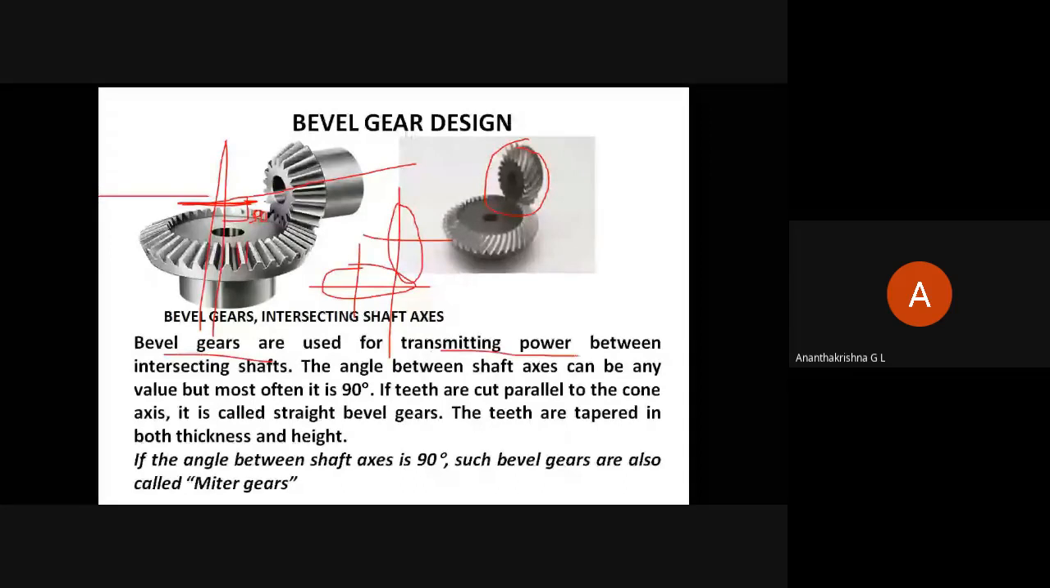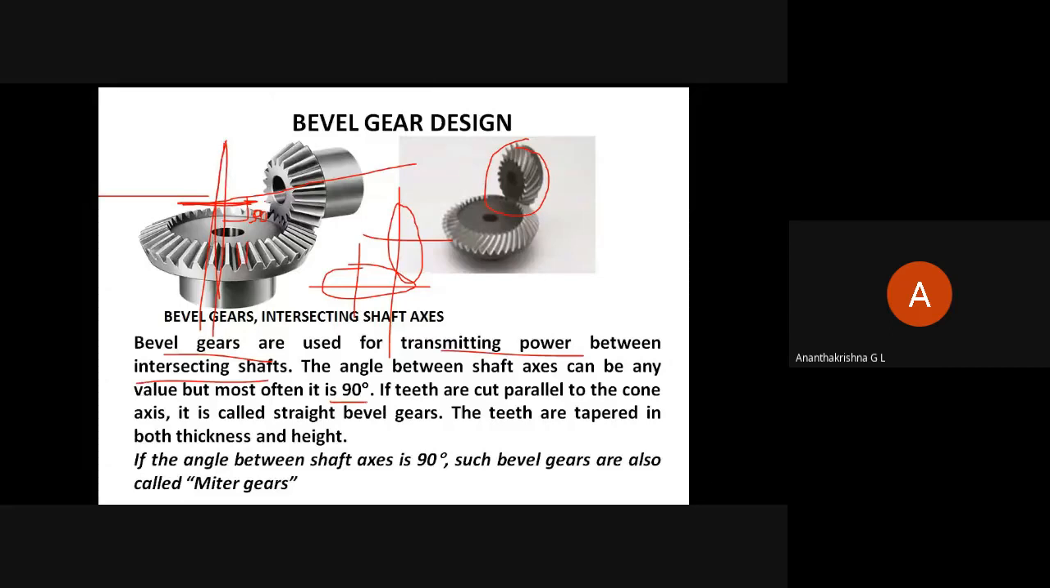Normally the intersecting shaft axis will be 90 degrees. If the shaft angle theta is equal to 90 degrees, they are also called mitre gears, M-I-T-R-E, mitre. So they are called mitre gears. If the angle between shaft axes is 90 degrees, most often it is going to be 90 degrees, such bevel gears are also called mitre bevel gears.